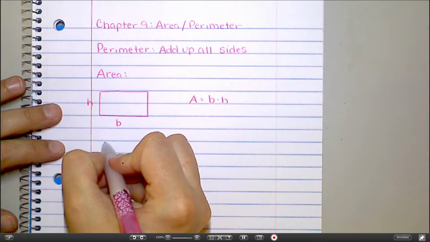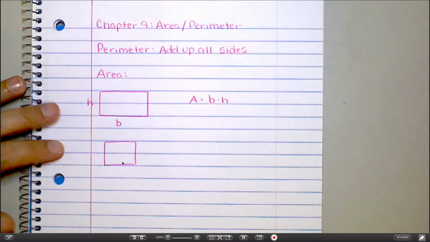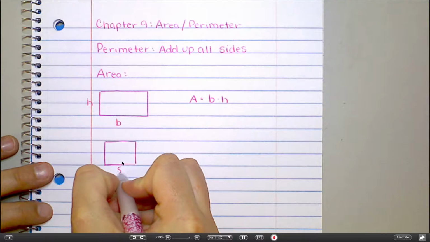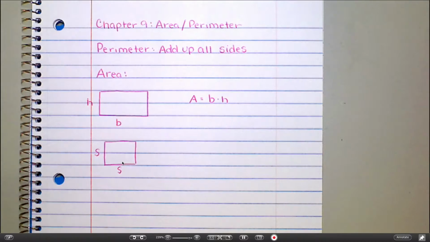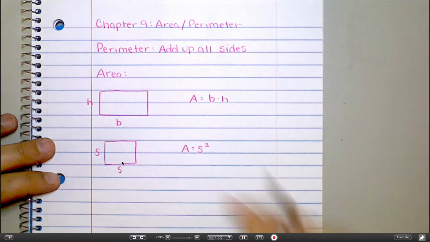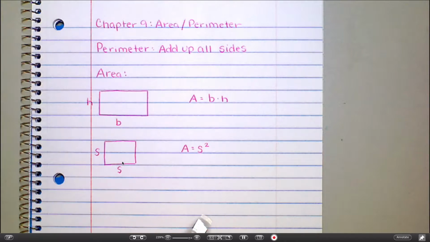What about a square? What do you do for a square? Same thing, right? Except what's special about a square? Okay, the sides are all equal, so the base and the height are really equal to each other. So what you sometimes see for a square is instead of calling them base and height, they just call them side and side because they're the same. And then they write it like this: area equals s squared, because s times s is really s squared. If you're multiplying two of the exact same number together, it comes out to be s squared, okay?